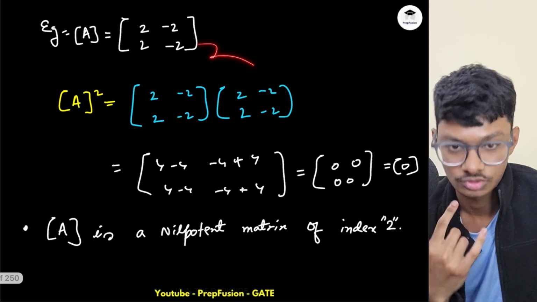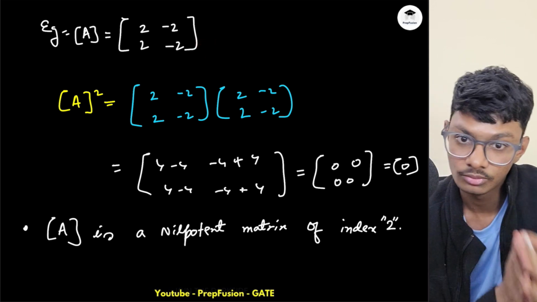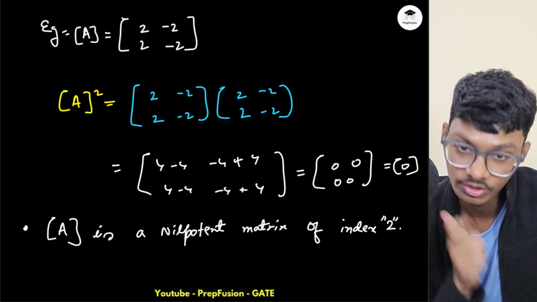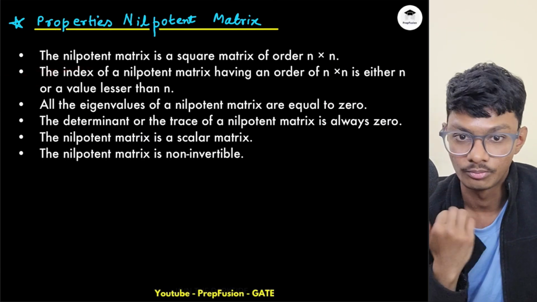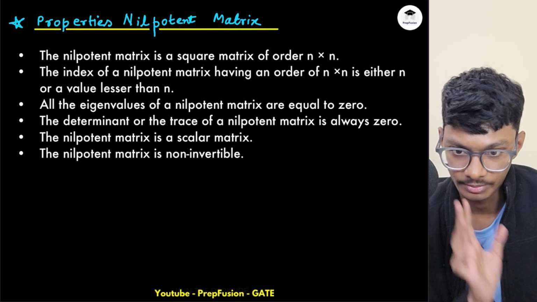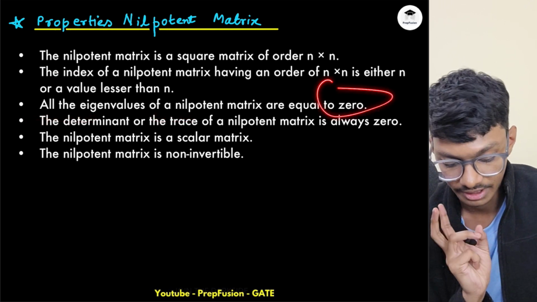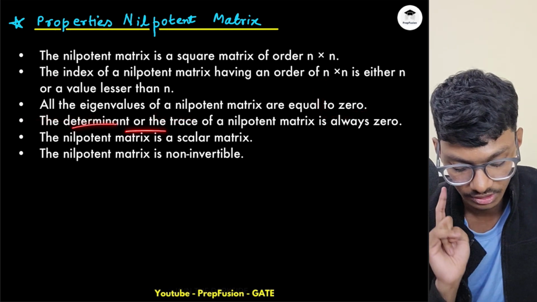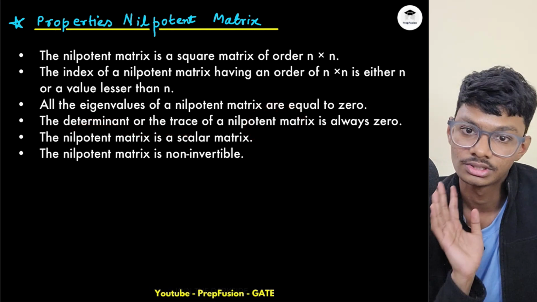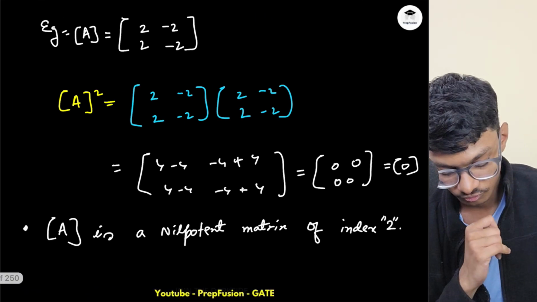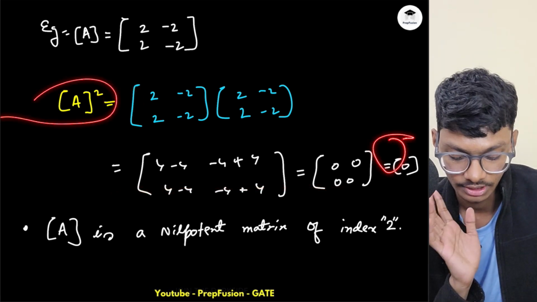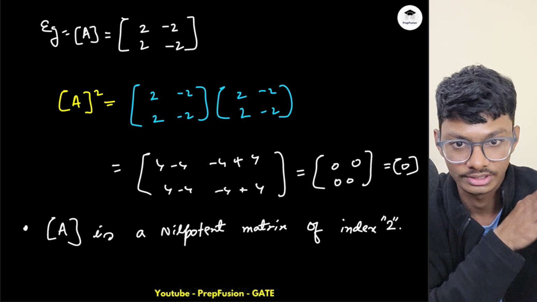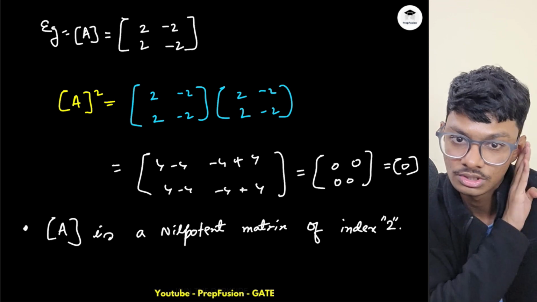So here it is 2 cross 2, right? So if it is a nilpotent matrix, its index has to be equal to 2 or lesser than 2. That is also a very important property of the nilpotent matrix. All the eigenvalues of a nilpotent matrix are 0. We'll learn about this later. The determinant or trace of a nilpotent matrix is always 0. Why? From here you can derive it, right? A square equals 0, then you take the determinant on both sides. The determinant of A square is equal to 0, so the determinant of A will also be equal to 0.